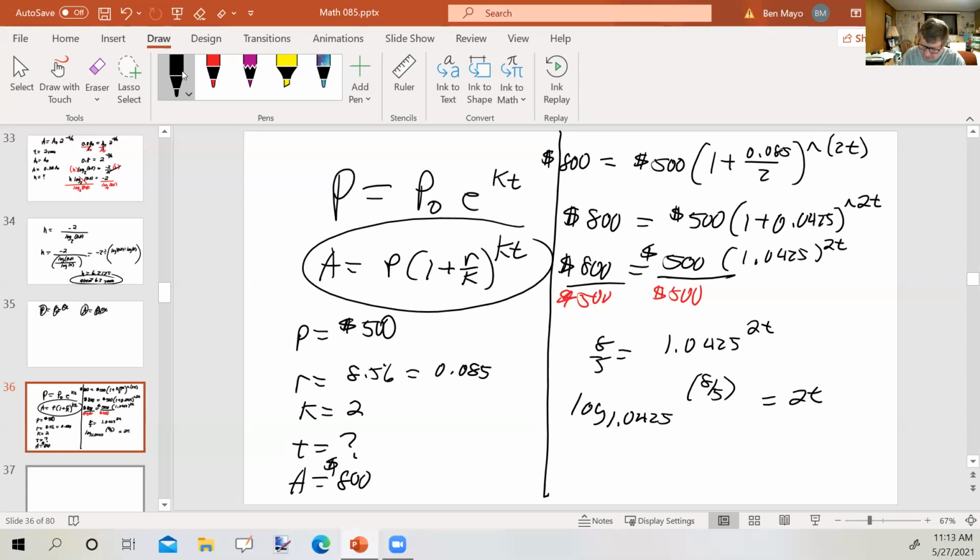Okay. Well, we could divide both sides by 2, or how about if we multiply both sides by 1/2? Same thing. So now, in fact, let's change 1/2 to 0.5. So I got 0.5 log base 1.0425 of 8/5 equals t. And why did I use a half instead of dividing by 2? And why did I change it from 1/2 to 0.5? Just to make it easier to put in the calculator.